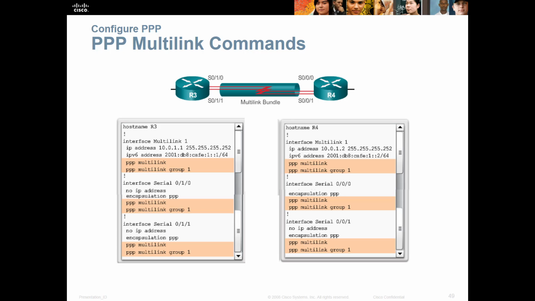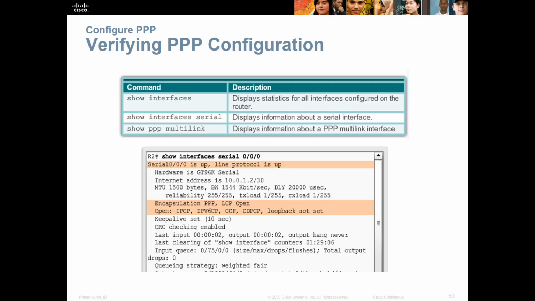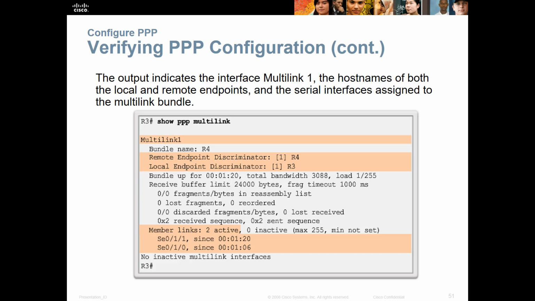For multilink commands, you can have multiple link groups, which is just PPP multilink, and then you link it to a group. Those groups are then assigned to multiple interfaces. Verifying: show interface serial, show interface, and show PPP multilink will be the typical show commands. Here is the show PPP multilink output, so you understand how it works on both the sender and destination side.